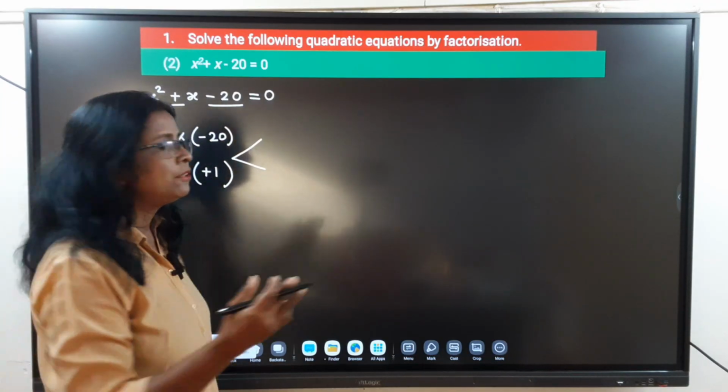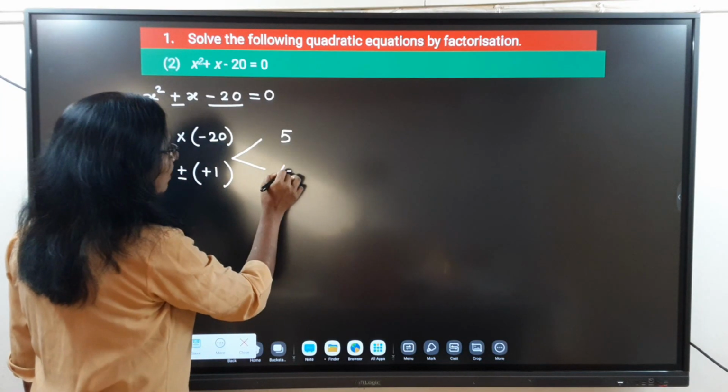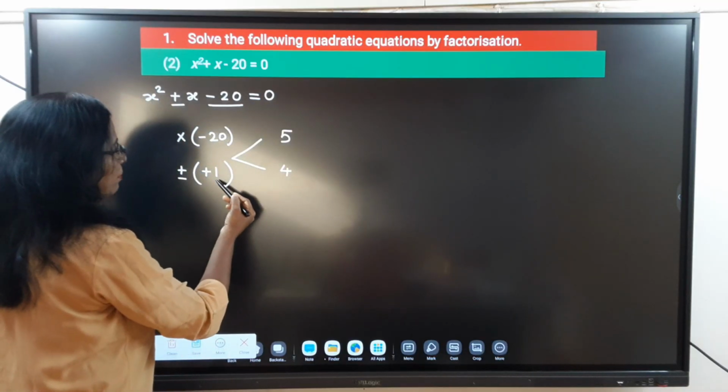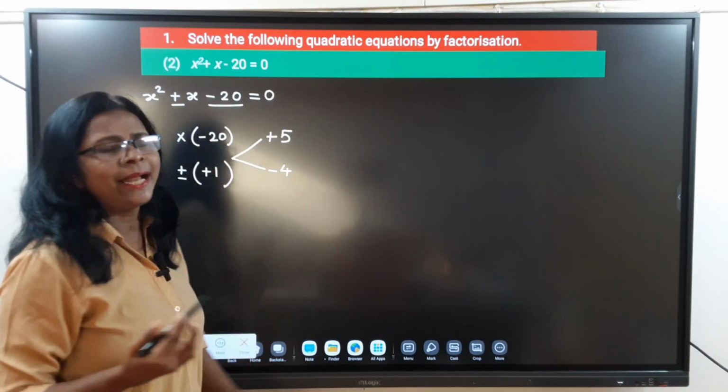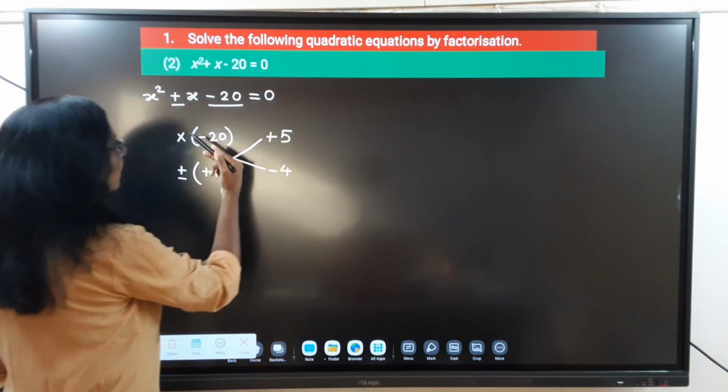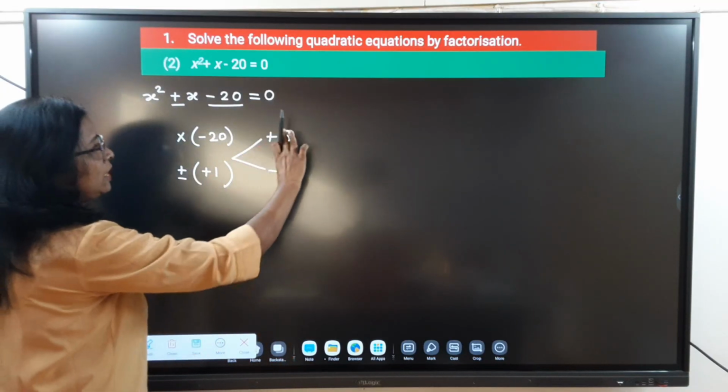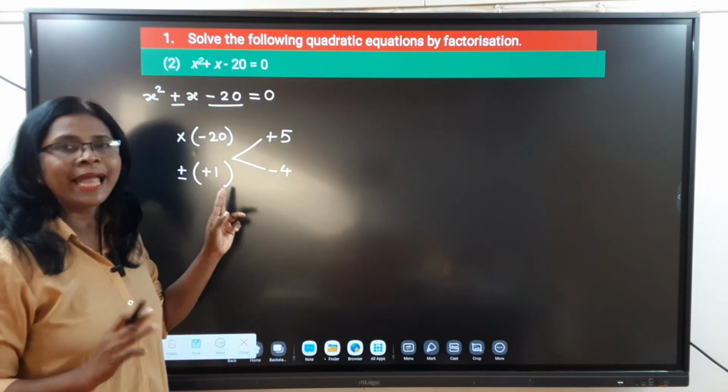5 fours are 20. So here, 5 fours are 20. Now the addition will be positive 1, so positive 5 and negative 4. That means the addition will be 1x and the product will be −20. So these two numbers fulfill both conditions at the same time.